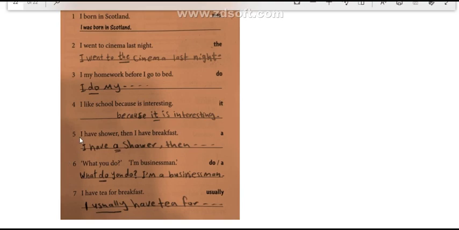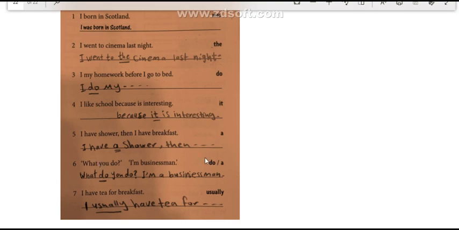Here we have I have a shower, then I have breakfast. Because of a and the, we put it before the noun or the name, so we put the determiner a. What do you do? Here we put do, because we don't have a verb.